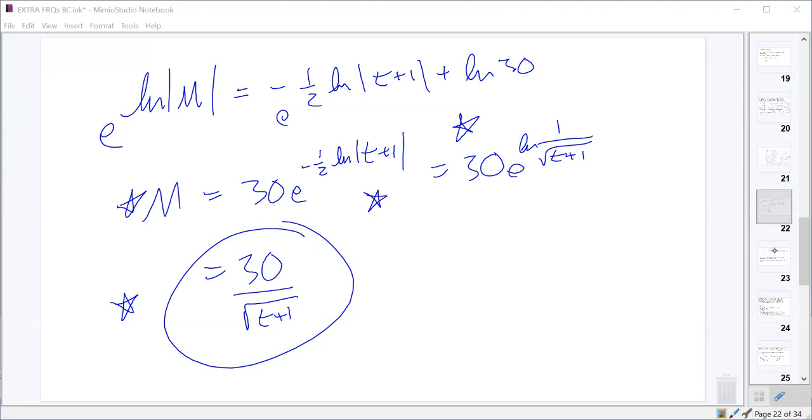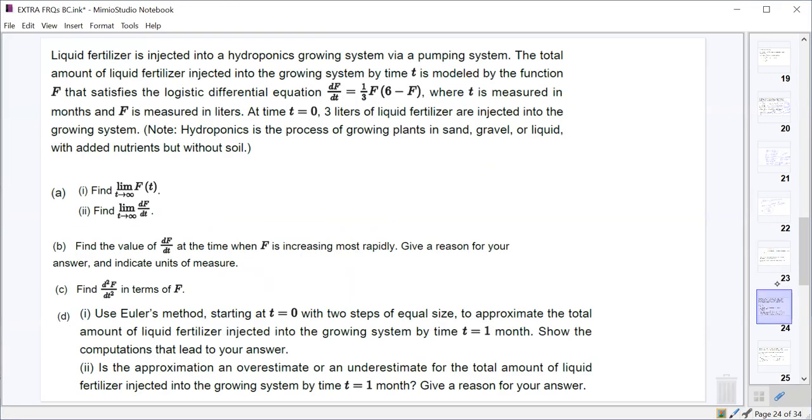Sure, logistic growth one. This one sure looks like it's a logistic growth. Let's do this one. So I'll give you guys a second to read through that one, and then we'll start working through it.